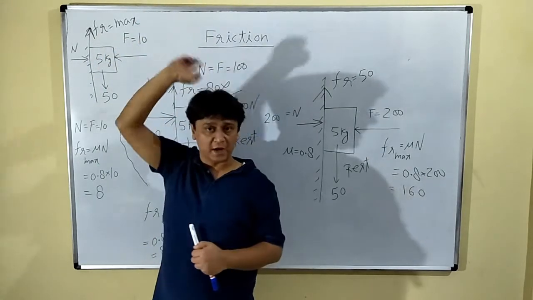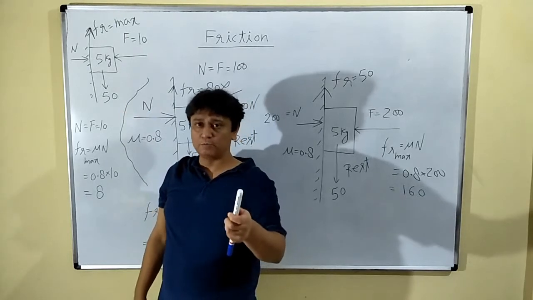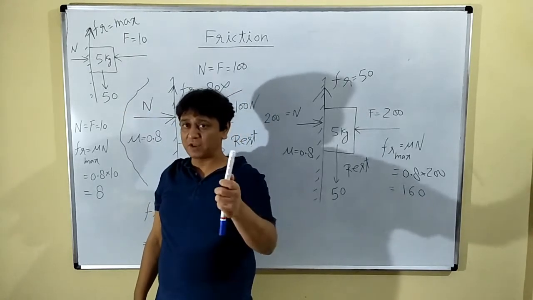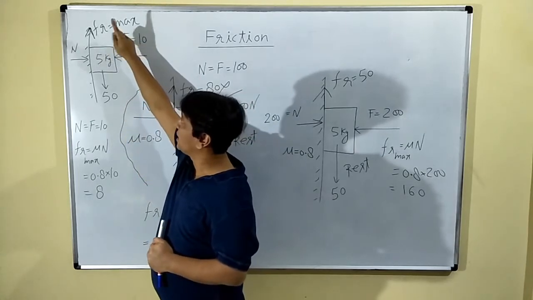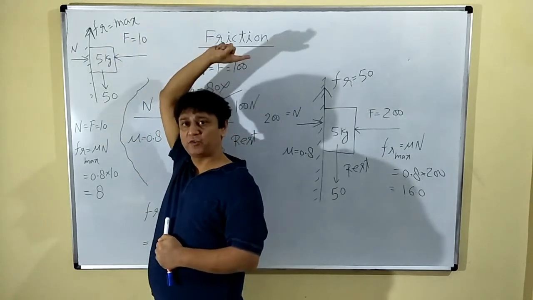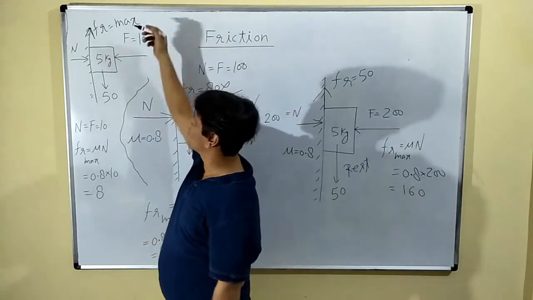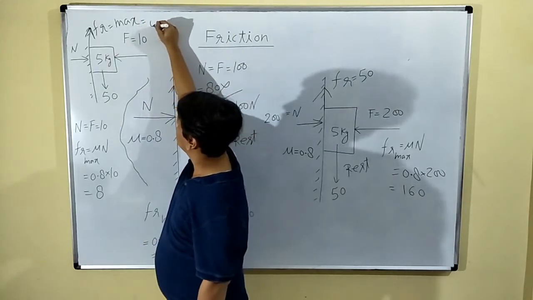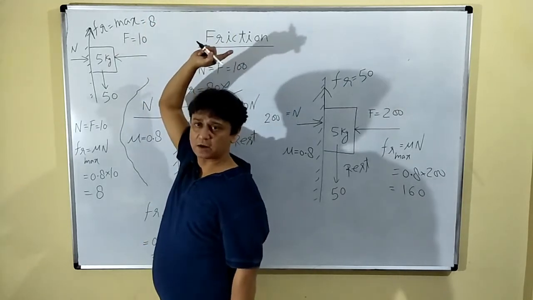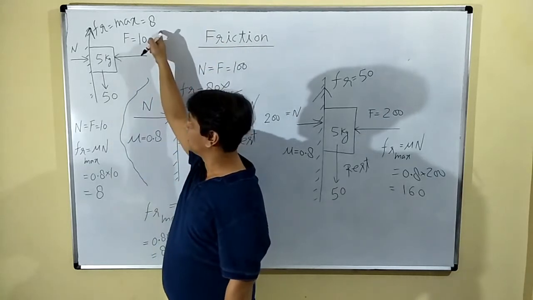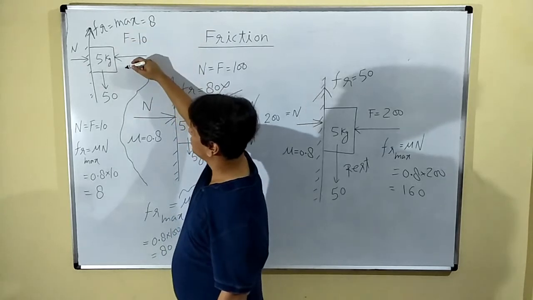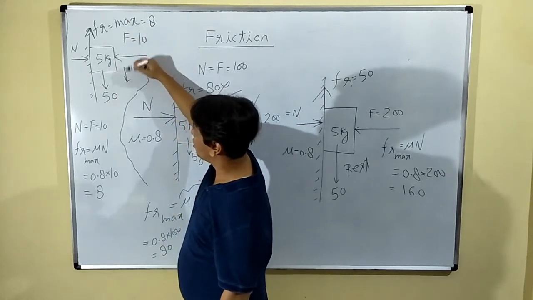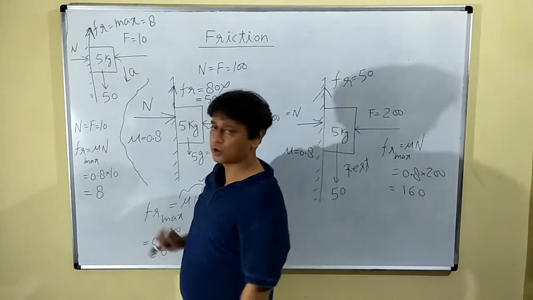Max. Again, remember, if they have given you mu kinetic, तब आप मूव करते ही FR कहां शिफ्ट कर देंगे? काइनेटिक पर. But right now, we'll say that FR is what? 8. FR is what? 8. Downward force is what? 50. This is what? 8, which means this body is now moving downwards with an acceleration.